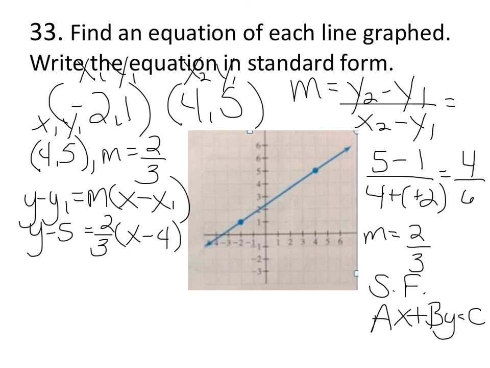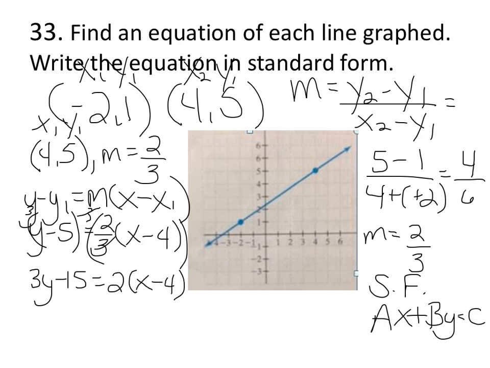All right, so in this case, I know since it's standard form that a can't be a fraction, so I'm going to go ahead and clear this fraction now by multiplying both sides of my problem by 3. So I'm going to do 3 here and 3 here. So this becomes 3y minus 15, and this 3 cancels. It gives me 2 times x minus 4. So I have 3y minus 15 is equal to 2x minus 8.